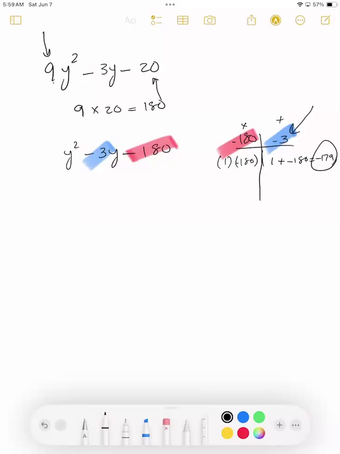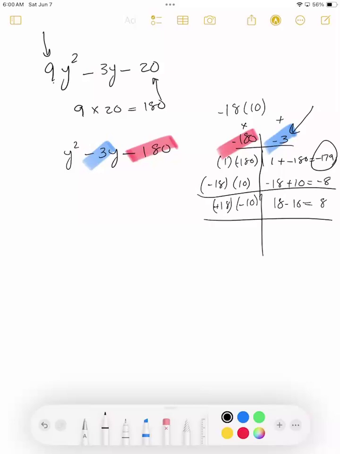To get 180, you can start with 18 and 10. 18 times 10 is 180. One has to be negative. And when I add them, I get negative 8. They're getting closer to each other. If I write it as positive 18 and negative 10, I get 18 minus 10, that is also 8. So 18 and 10 did not work.